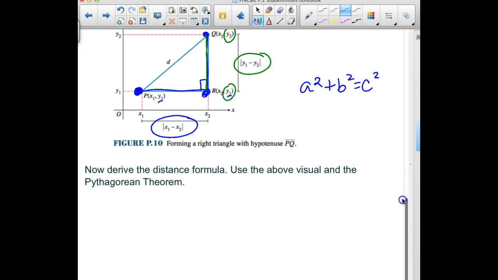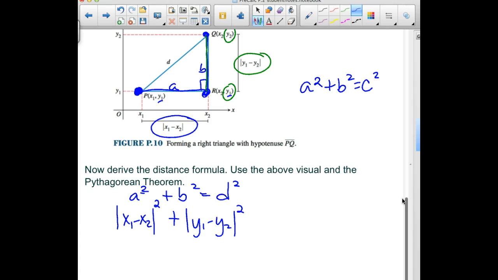All right, so how can we write this using Pythagorean theorem? If we call this A and B, we'll leave that D since it's already been labeled that. The value for A, in this case, the distance is the absolute value of x1 minus x2, and we want to square that since we are squaring it in our equation. Our B term, the distance between the R and the Q points, was absolute value of y1 minus y2. We need to square that. Our final answer should be D squared.